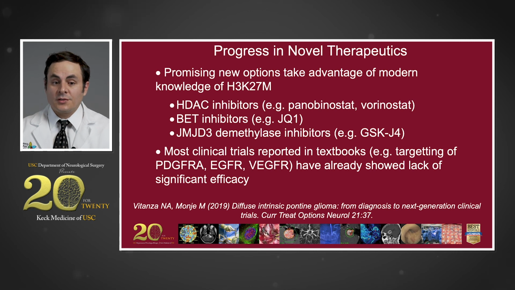Promising new options do take advantage of the modern knowledge of the H3K27M mutation, and these include examples such as histone deacetylase inhibitors such as panobinostat or vorinostat, bromodomain inhibitors or Jumanji domain deacetylase or demethylase inhibitors like GSK-J4. Most clinical trials that have been reported already in textbooks, for example, targeting of PDGFR-A, EGFR, or VEGFR, have already shown a lack of significant efficacy.